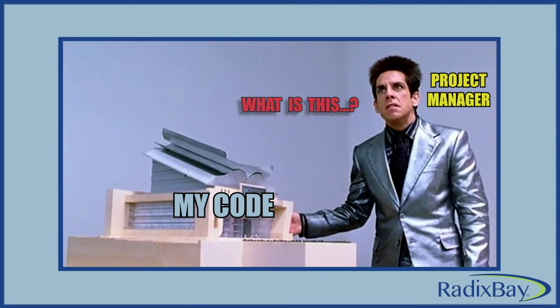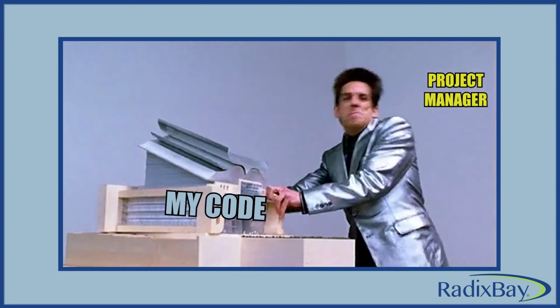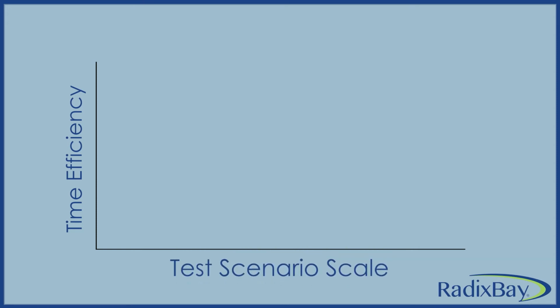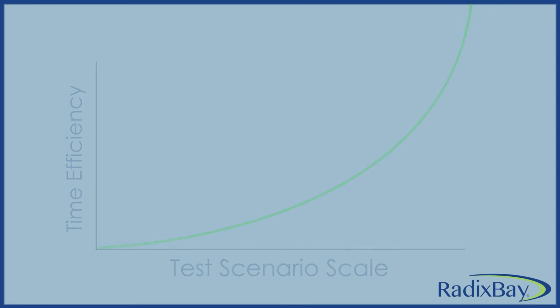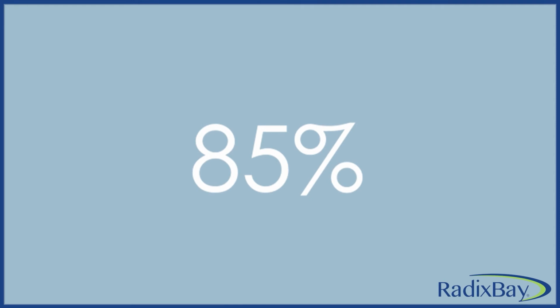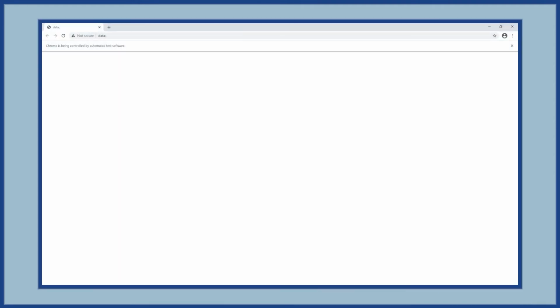Now, 54 seconds might not seem like a lot, but keep in mind, this was a very rudimentary set of tests being executed. The scale of your site and the features offered by it will ultimately determine the increased efficiency of automated testing. As test scenarios increase in size, efficiency will as well. Where a 2-minute test can be cut in half through automation, a 2-hour test can be cut down to 20 minutes, for an overall boost in efficiency of 85%.